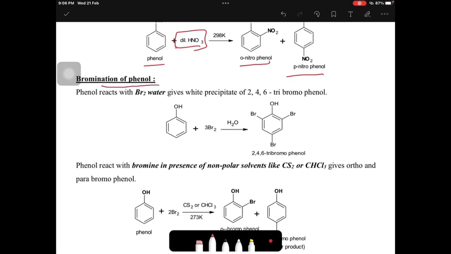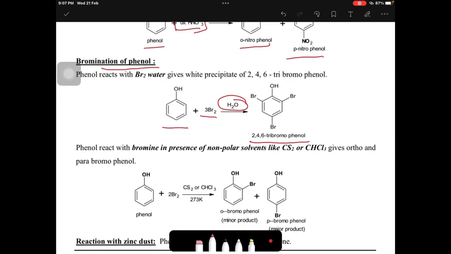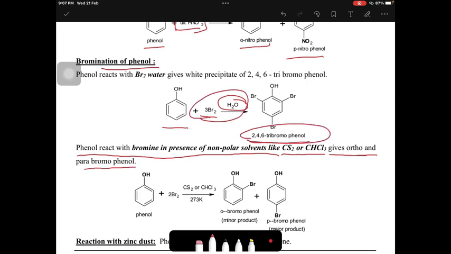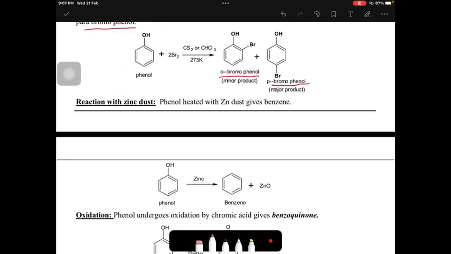Bromination of phenol. When phenol is treated with bromine water, it gives 2,4,6-tribromophenol. When phenol reacts with bromine in the presence of non-polar solvents like carbon disulfide or chloroform, it gives ortho and para-bromophenol. Bromine water gives tribromo; in the presence of CS2, ortho-bromophenol and para-bromophenol are formed.